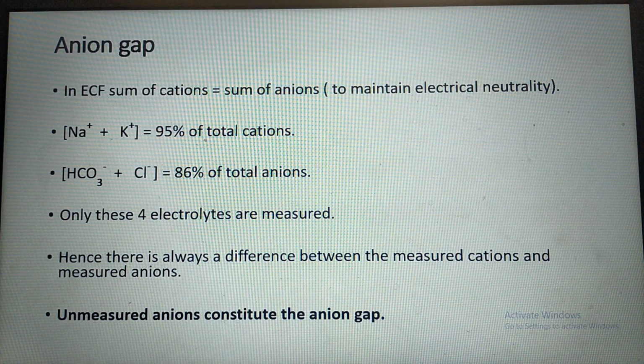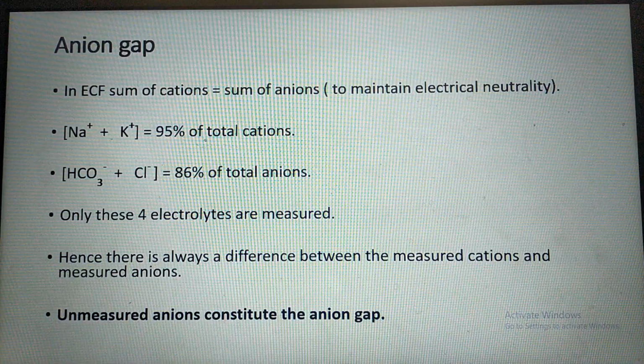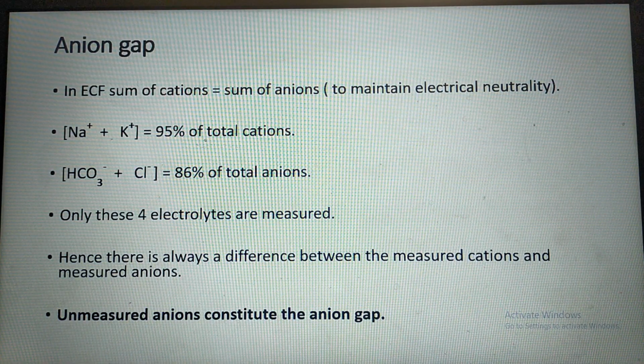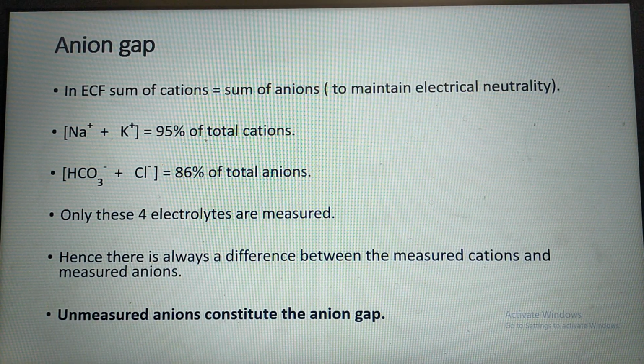Similarly, bicarbonate and chloride constitute 86% of total anions of the extracellular fluid, and in the remaining 14% there are so many anions like phosphates, nitrates and sulfates, etc. So during anion gap calculation, we will measure only two anions, bicarbonate and chloride ions. So we call them measured anions. So for anion gap calculation, we require 4 electrolytes, out of which 2 are cations, that is sodium and potassium, and 2 are anions, that is bicarbonate and chloride.